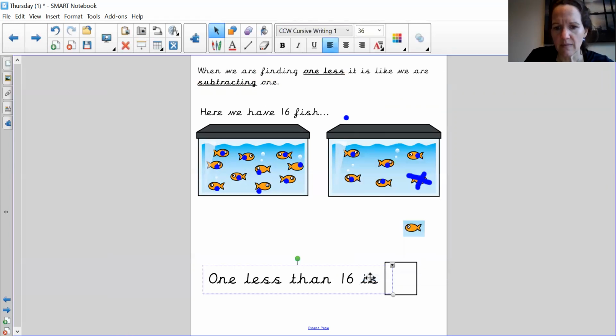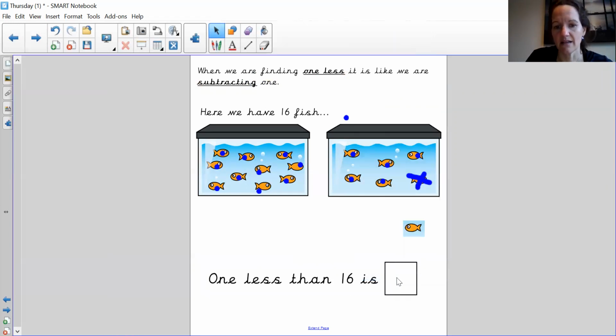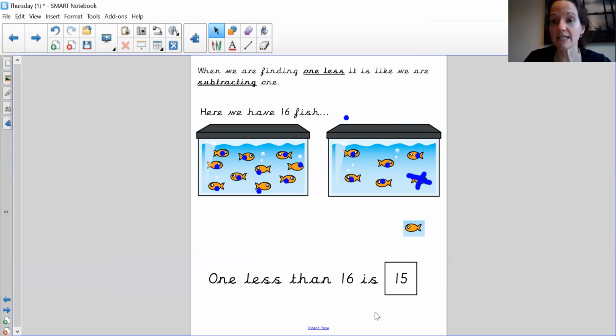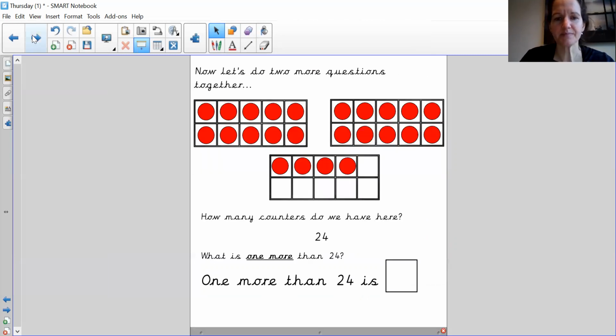So 1 less than 16 is 15. So finding 1 more, you add 1. Finding 1 less, you take away 1. So you can cross it out or you can add it in. Let's do a few more together.